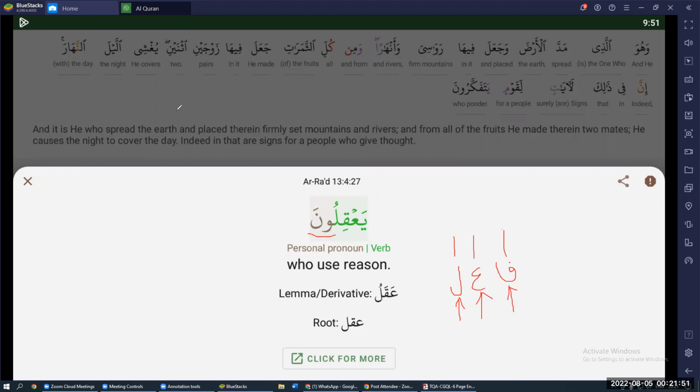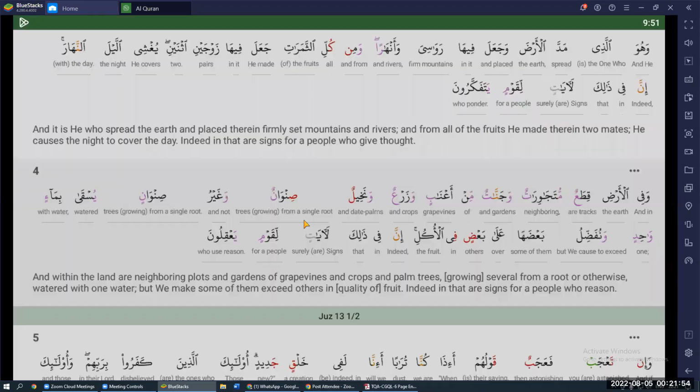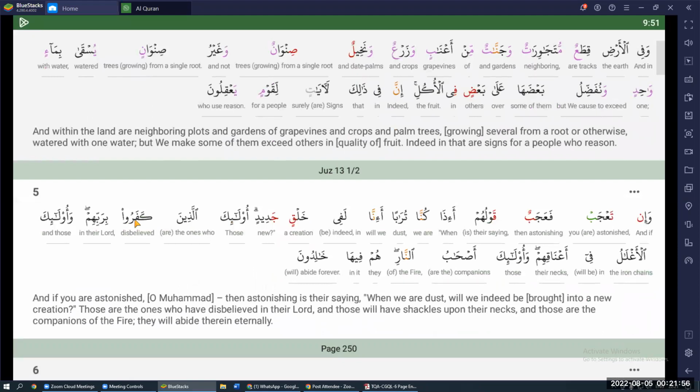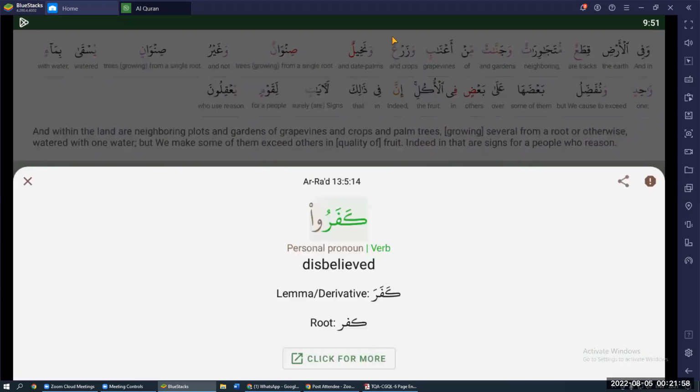Okay, now you see here, we go a little further. What is the fa kalima here? Kaf. The ain kalima is Fa, and the lam kalima is Ra. So we now know what the root is: fa, ain, lam. Now there are three separate letters, fa, ain, lam. If you add them together and make something like this, it becomes fa'ala.